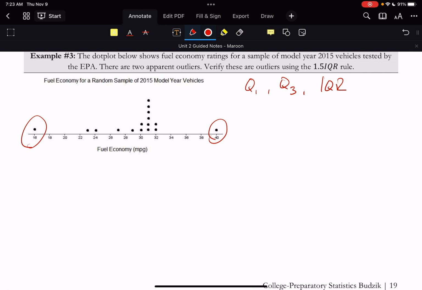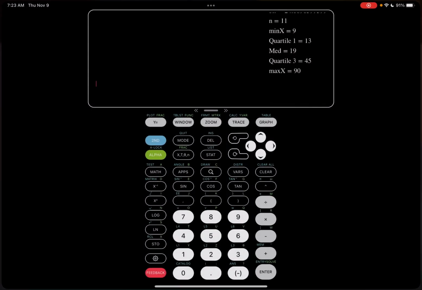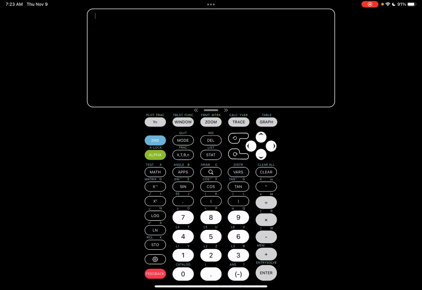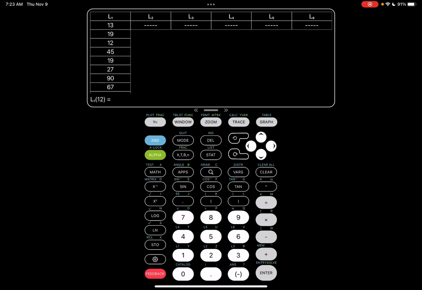Just like what I did, I'm going to take a picture of this real quick. Okay. So again, I can put these values into my calculator. So let's do that. I'm going to clear my list out.